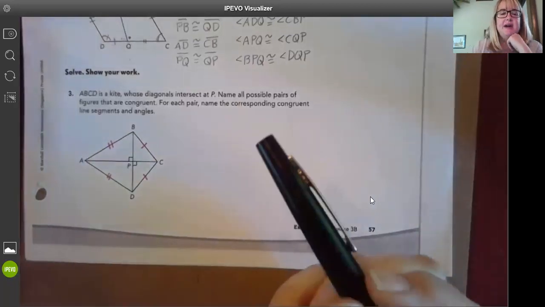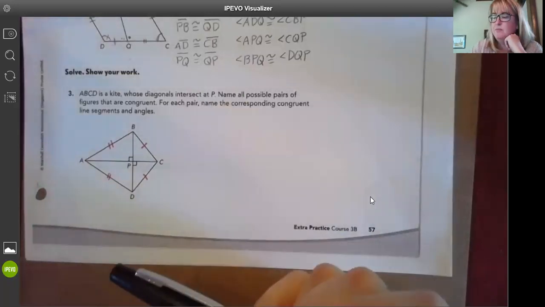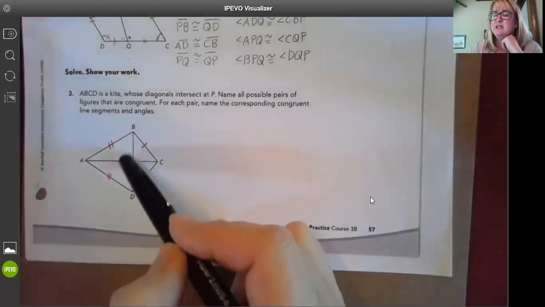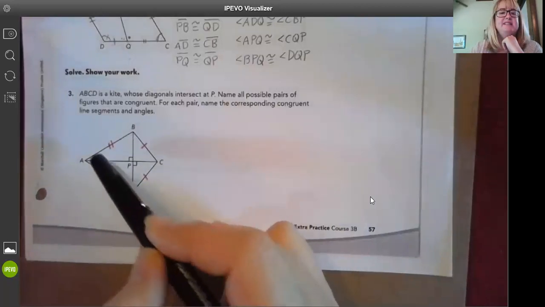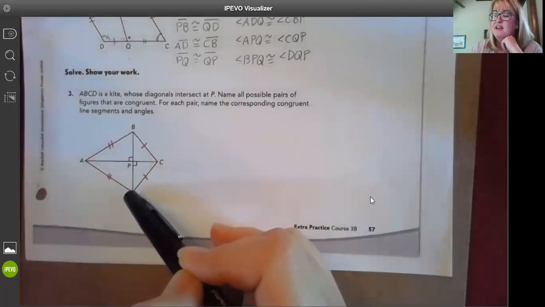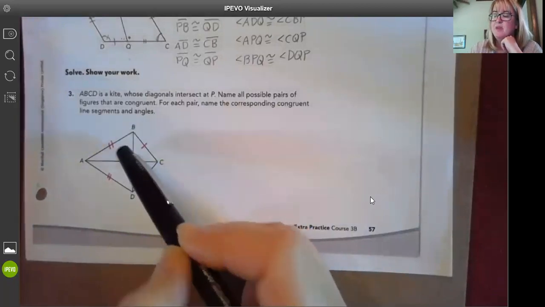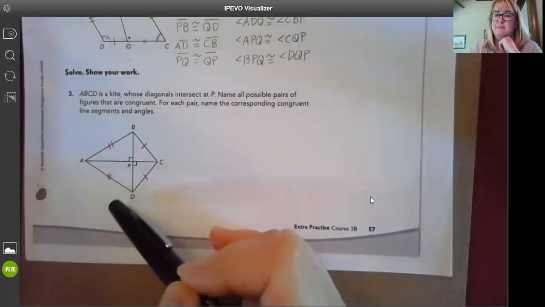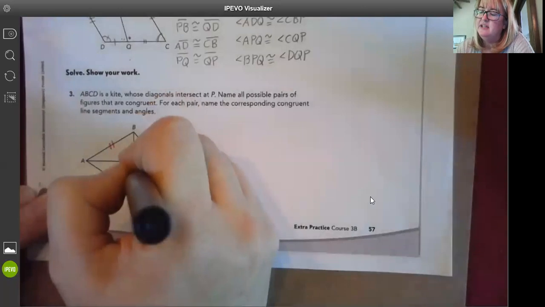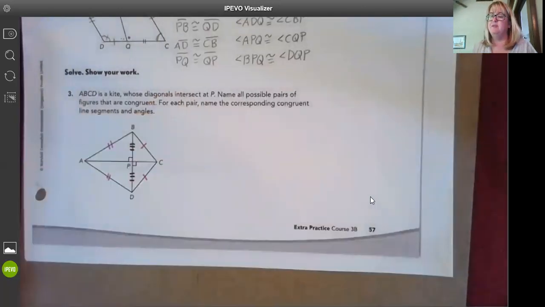Now, the interesting thing about a kite that we did not write down is that this long diagonal bisects the short diagonal. What that means is the long diagonal cuts the short diagonal in half. Exactly. So BP and PD are the same length. So these are the same length. Okay.